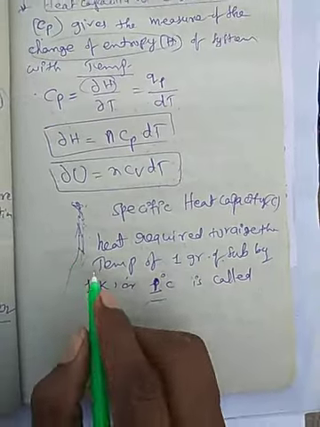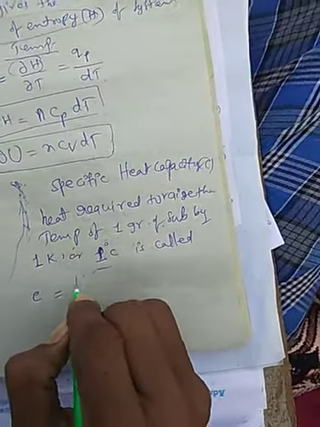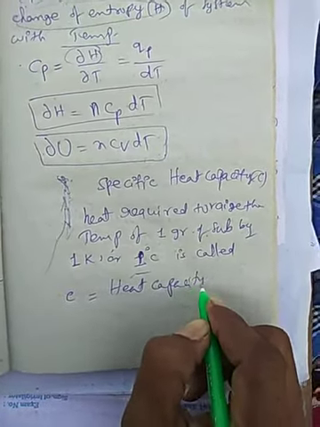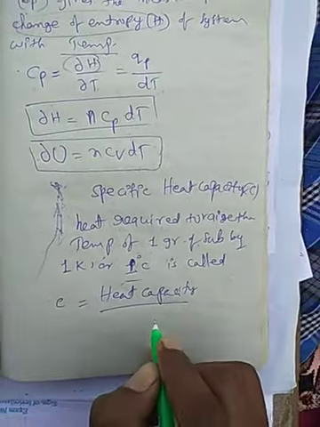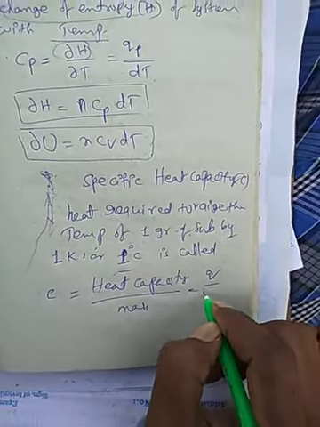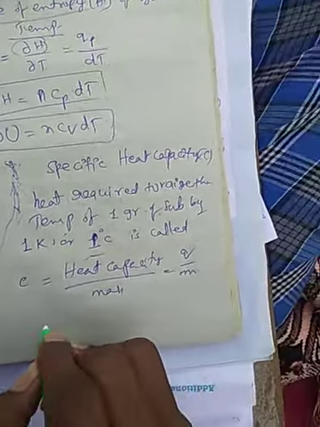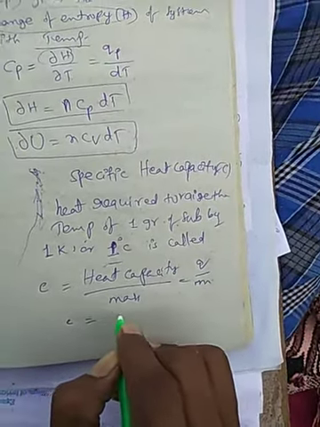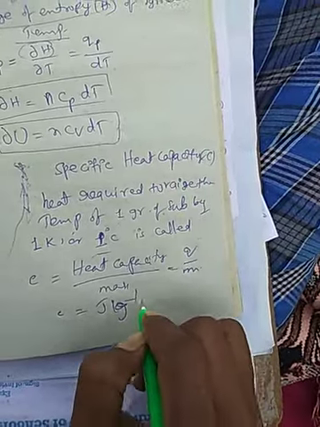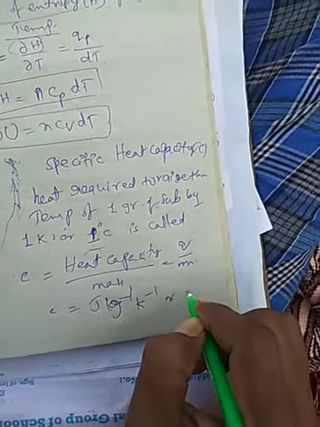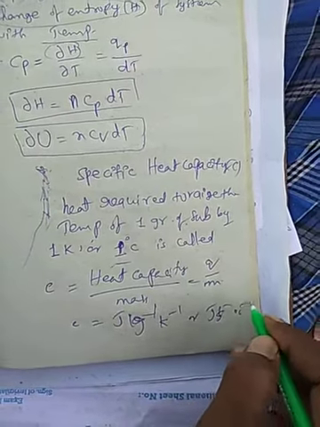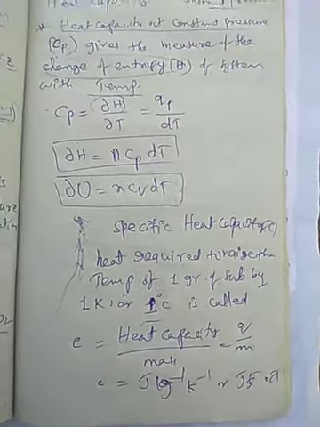Now we can write C is equal to heat capacity by mass, that is Q by m. The units of specific heat capacity are joule per gram per Kelvin, J g inverse K inverse, and we can also write J g inverse degree Celsius inverse. These are the units we can write for this.